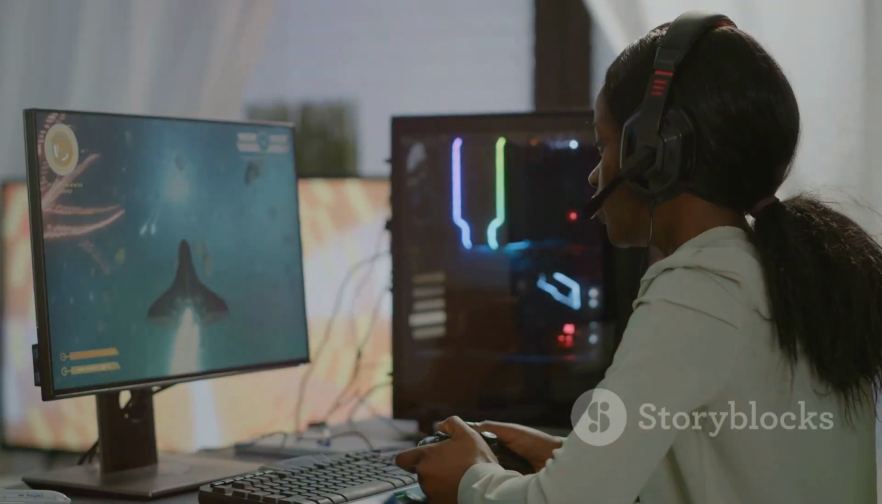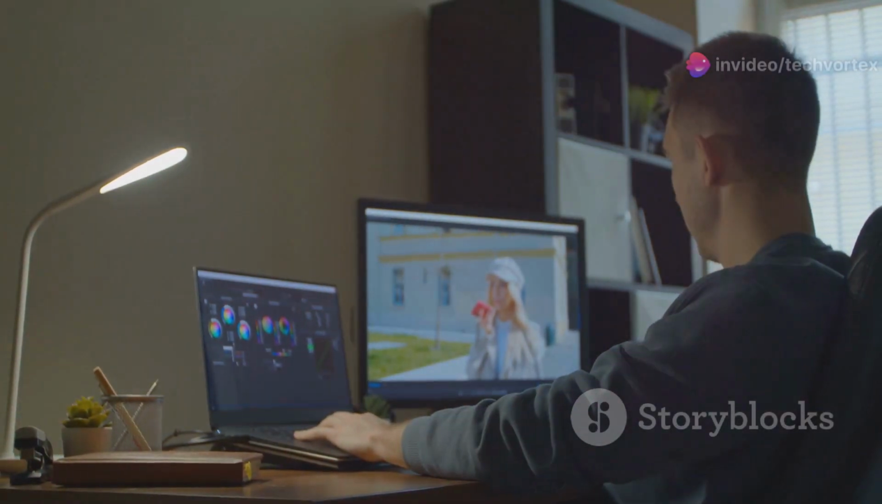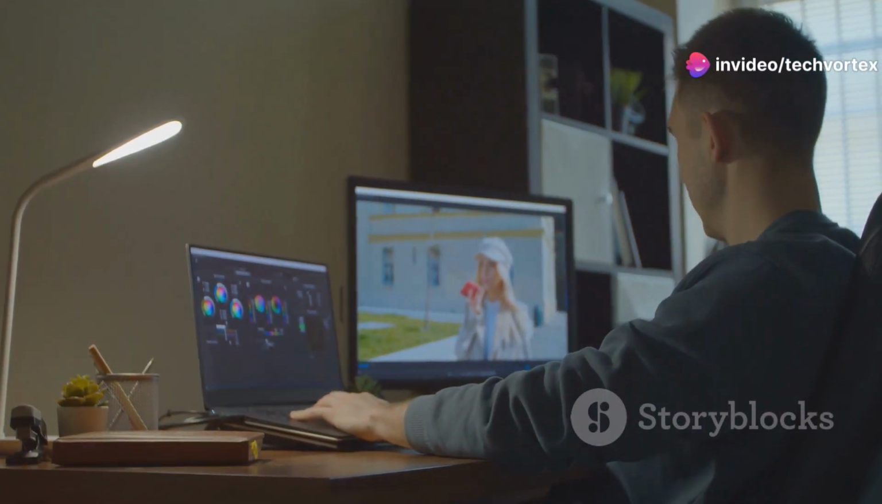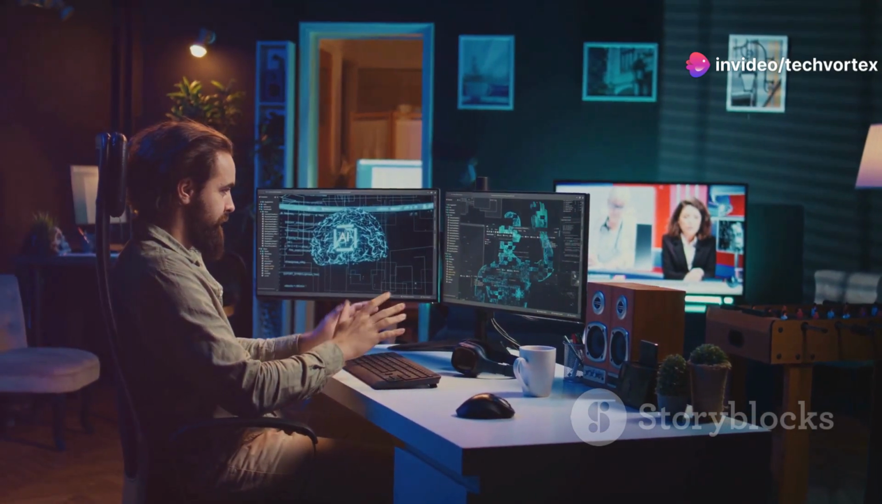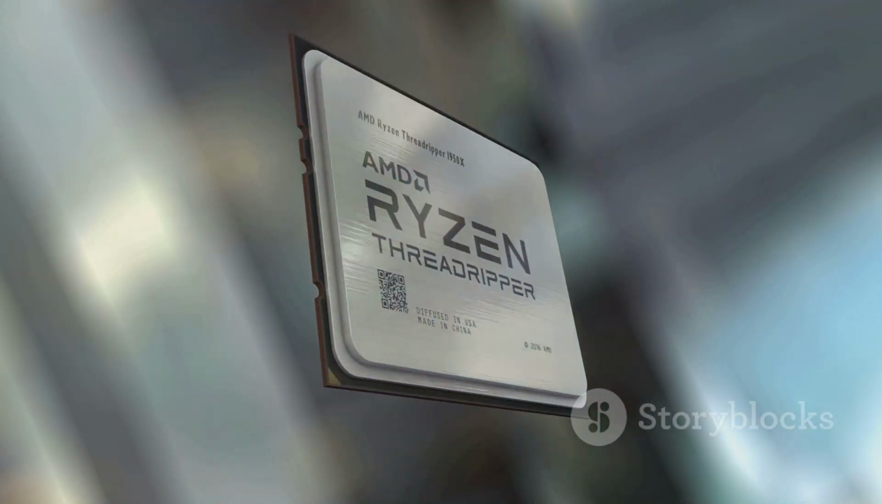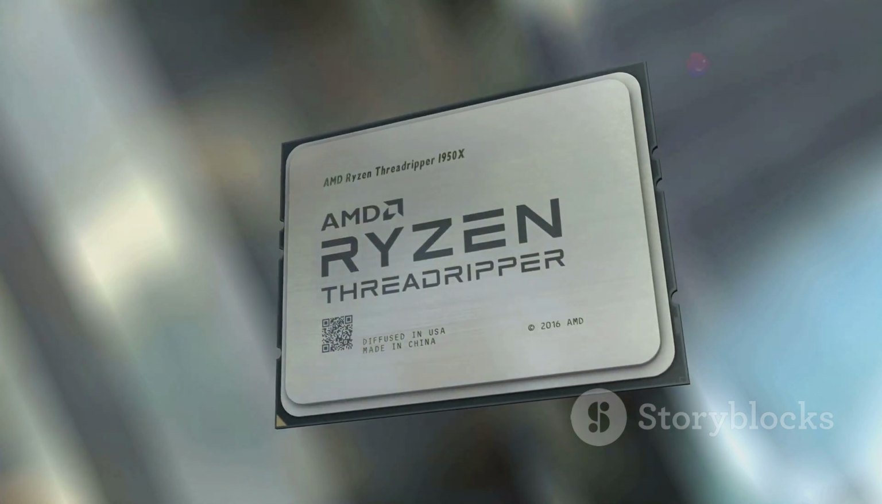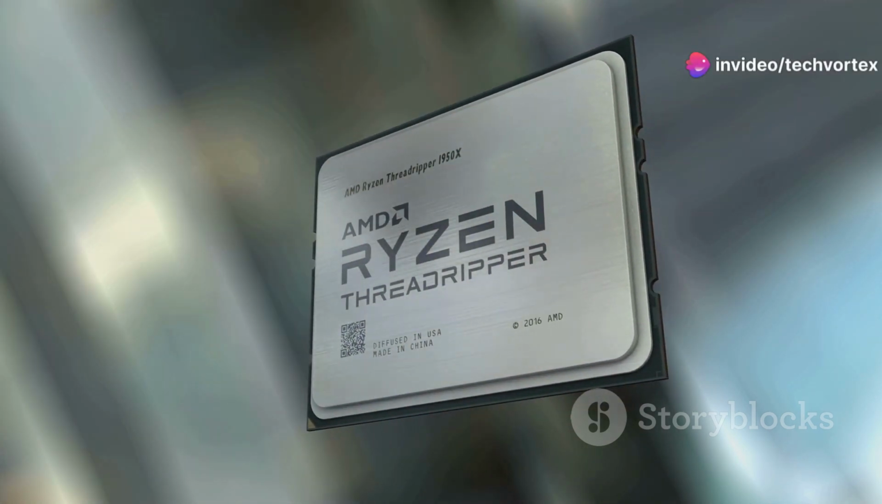Gamers crave high frame rates and smooth gameplay. Content creators demand raw processing power for rendering and editing. Professionals require lightning-fast multitasking and responsiveness. Both the i9-14900K and Ryzen 9 7950X3D aim to meet these diverse needs.